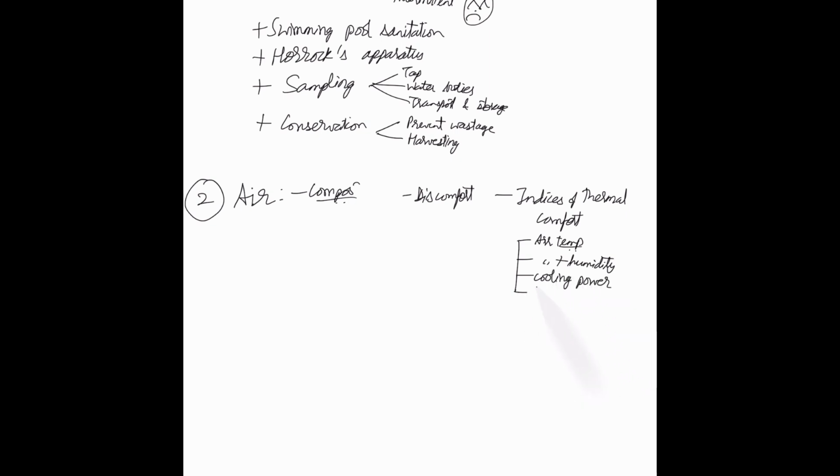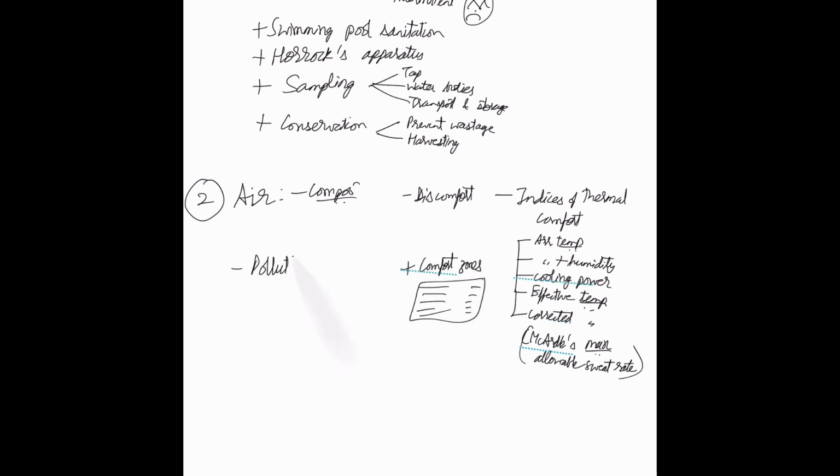We move on to the next component of the environment, that is air. So we see the composition of air and what exactly is discomfort with respect to air. And we discuss the indices of thermal comfort: air temperature, temperature plus humidity, cooling power, effective temperature, corrected temperature, and we also learn about Macardle's maximum allowable sweat rate, plus the various comfort zones. There's a small table in the textbook, which is not usually asked but recommended to know.